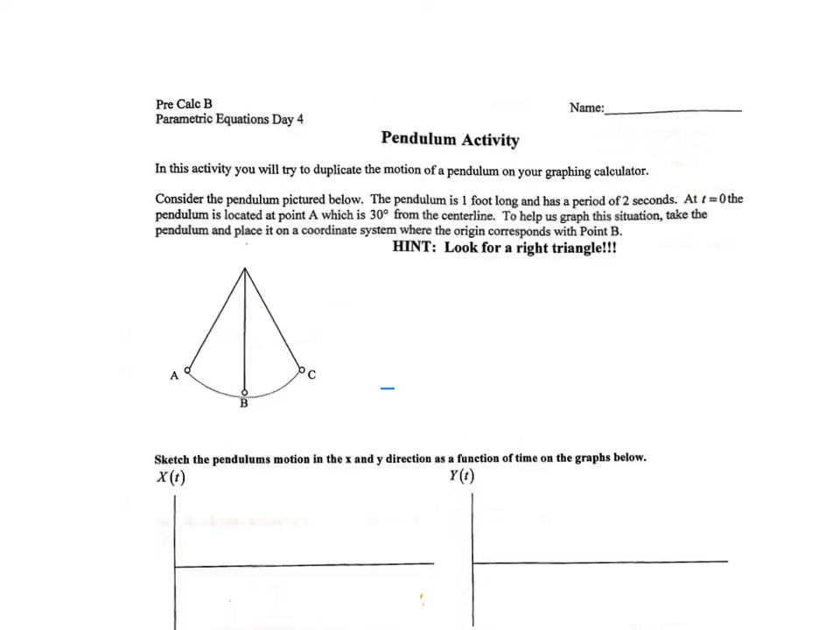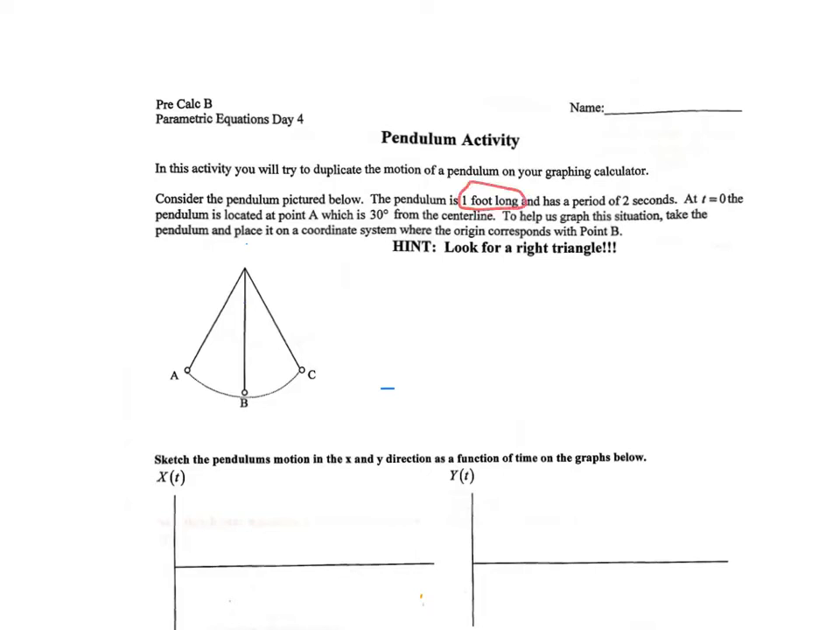Our goal in this next activity is to look at the motions of a pendulum and then a Ferris wheel, and to be able to graph and write equations that would represent this parametric motion. So consider the pendulum below. The pendulum itself is 1 foot long.